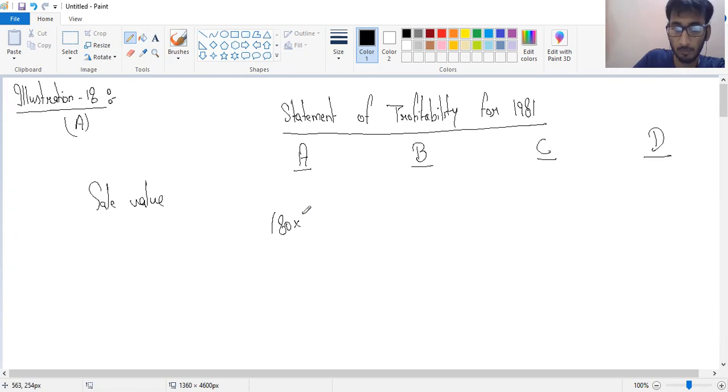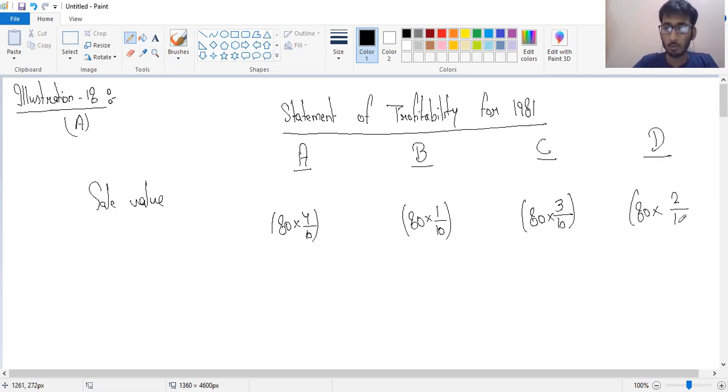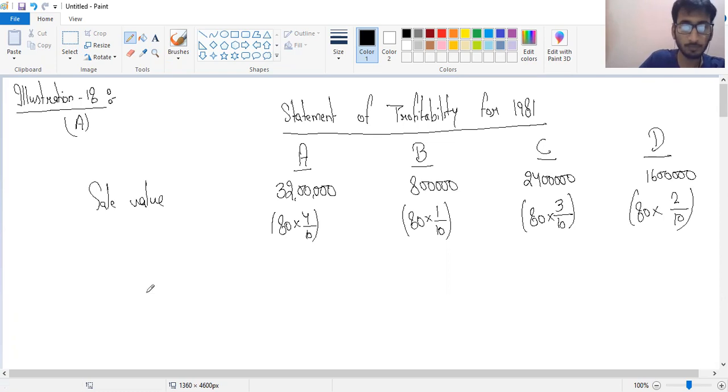So 80 multiplied by 4 by 10, since 4 plus 3 plus 2 plus 1 is 10. Then 80 multiplied by 1 by 10, 80 multiplied by 3 by 10, and 80 multiplied by 2 by 10. So the sale values are 32 lakh, 8 lakh, 24 lakh, and 16 lakh. The sale value is given to us.